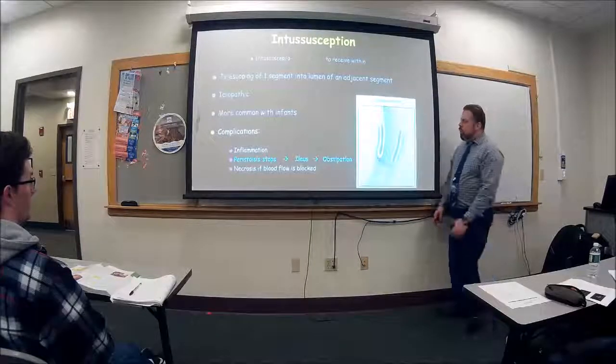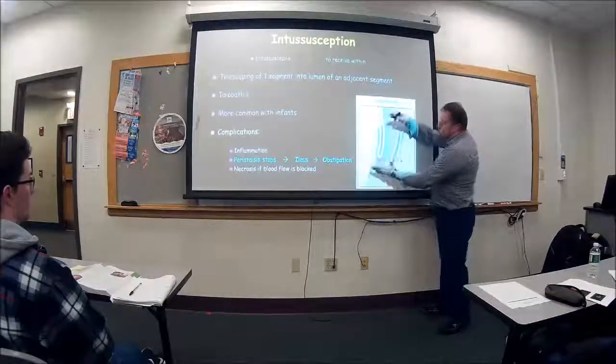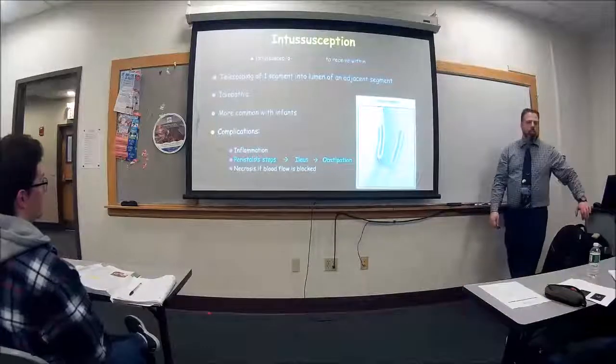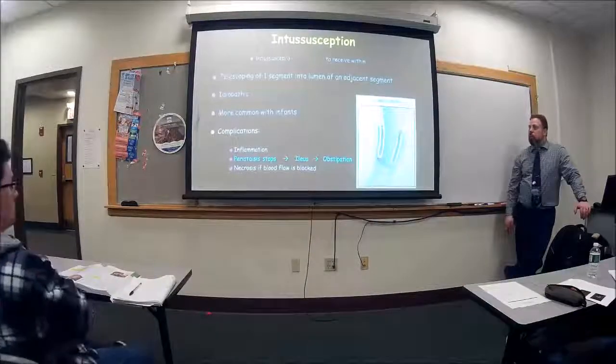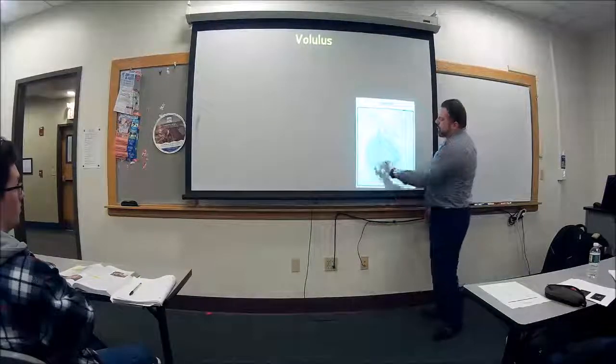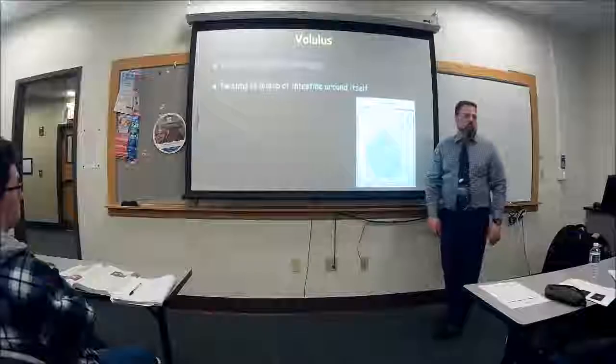So how do you get rid of it? Well, simple surgery, you just remove this area and then you tie this area to that area. Okay? But this is an infant. Then we have a volvulus. In a volvulus, you get this twisting going on.